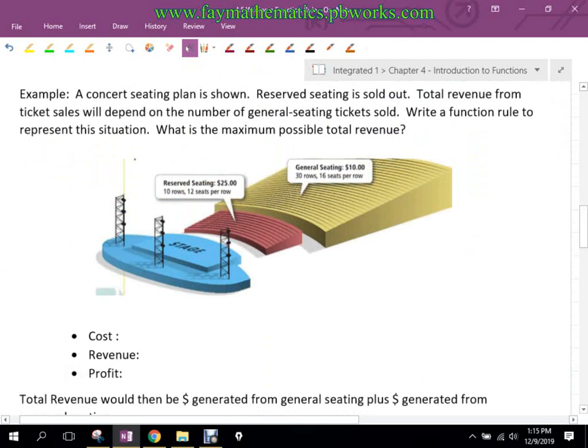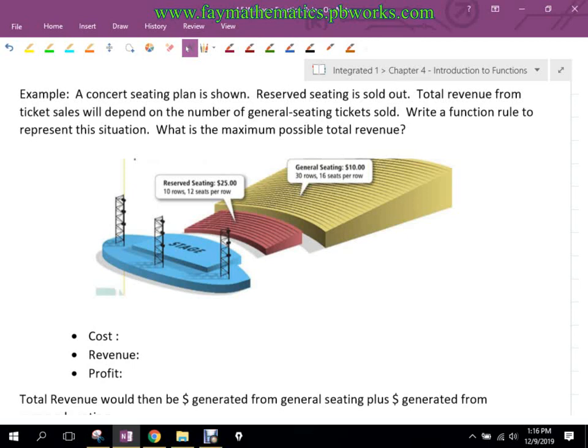I'll just read a question to you first. The constant seating plan is shown. Reserve seating is sold out. Total revenue for ticket sales will depend on the number of general seating tickets sold. Write a function rule to represent the situation. The question is, what is the maximum possible total revenue? Okay. So we want to create a function that tells me what revenue is. This problem's really hard if I don't know what revenue means.